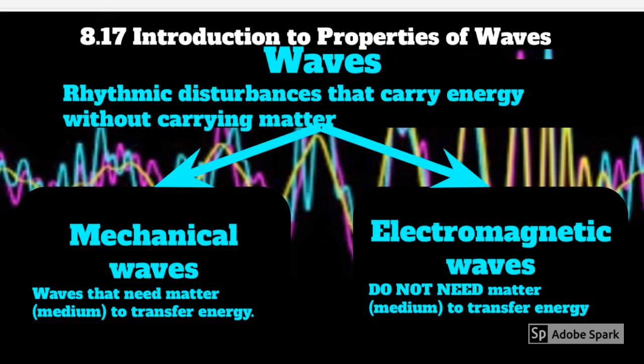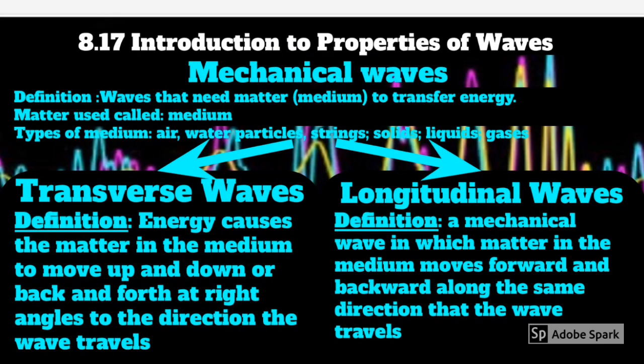Waves are rhythmic disturbances that carry energy without carrying matter. There are two types of waves: mechanical waves, which are waves that need matter, sometimes referred to as a medium, to transfer energy, and electromagnetic waves, which do not need matter to transfer energy. There are two types of mechanical waves.